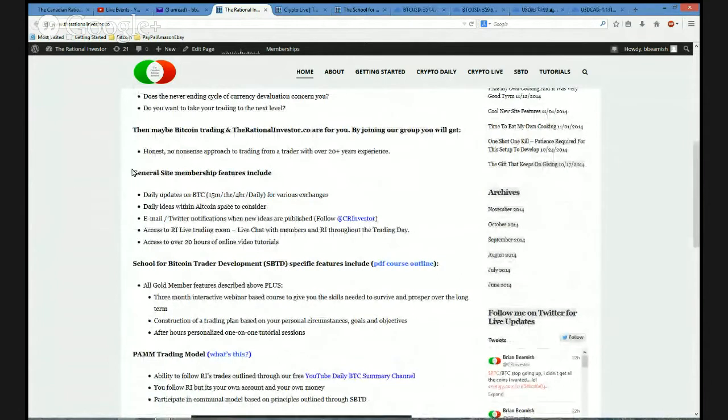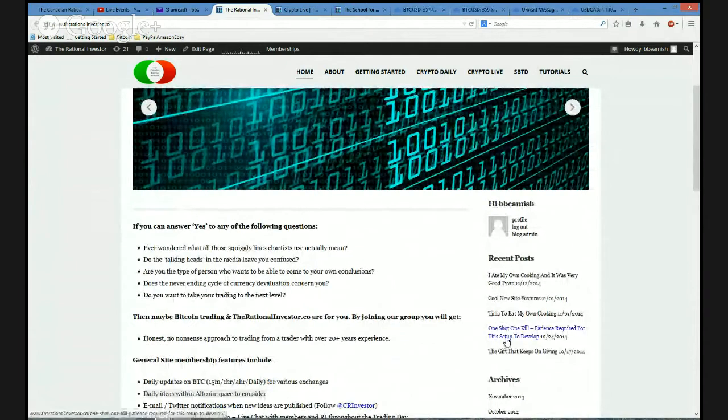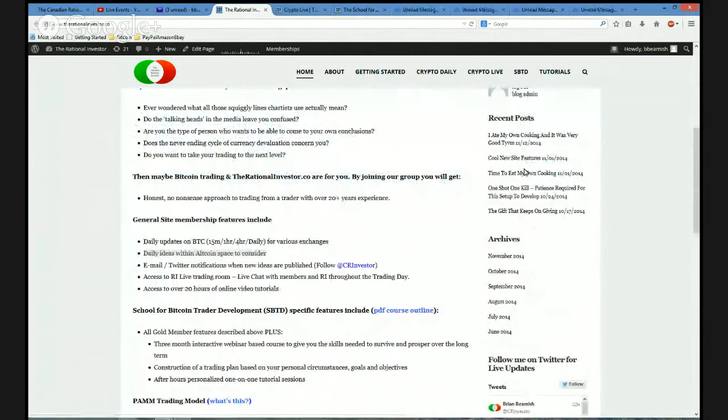Basically, we have a general site membership, which gives you access to updates on the blogs for Bitcoin, as well as ideas within the altcoin space that I'm publishing, as you can see from my posts here. My most recent trades, as you can see through November here, I've been trading Bitcoin. Haven't done a lot in the altcoin space lately, but if I do a trade, I'll be more than happy to bring it up to you. Email, Twitter notifications of ideas that I've published.